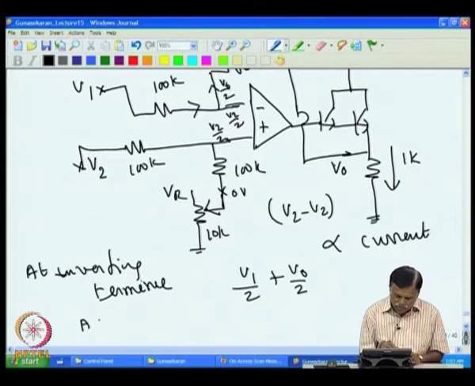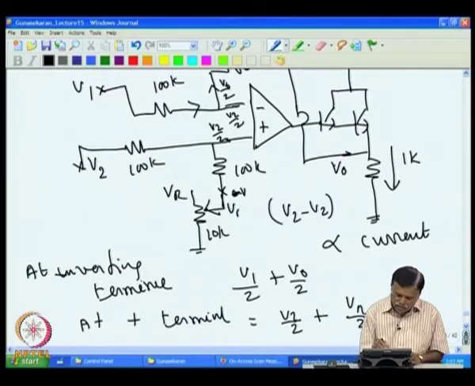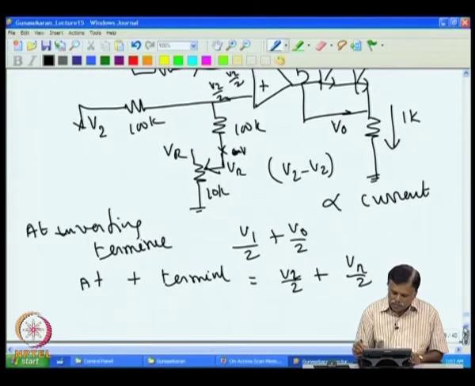So at the plus terminal, the voltage will be V2 by 2 plus VR by 2. That is, if I assume this is VR, that I have kept a fixed voltage, then you get V2 by 2 and VR by 2. So both of these must be equal. So essentially you find that V1 plus V0 will be equal to V2 plus VR.